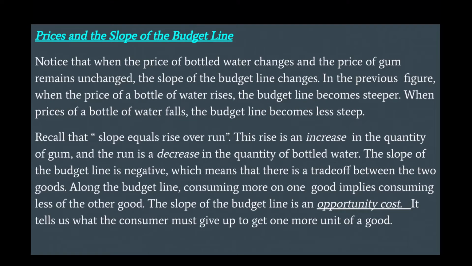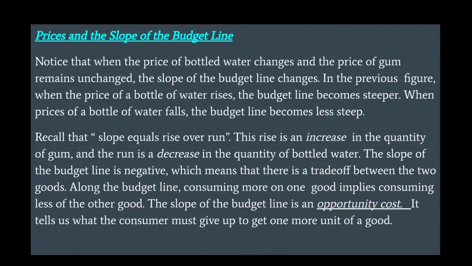Prices and the slope of the budget line. Notice that when the price of bottled water changes and the price of gum remains unchanged, the slope of the budget line changes. In the previous figure, when the price of a bottle of water rises, the budget line becomes steeper. When the price of a bottle of water falls, the budget line becomes less steep.